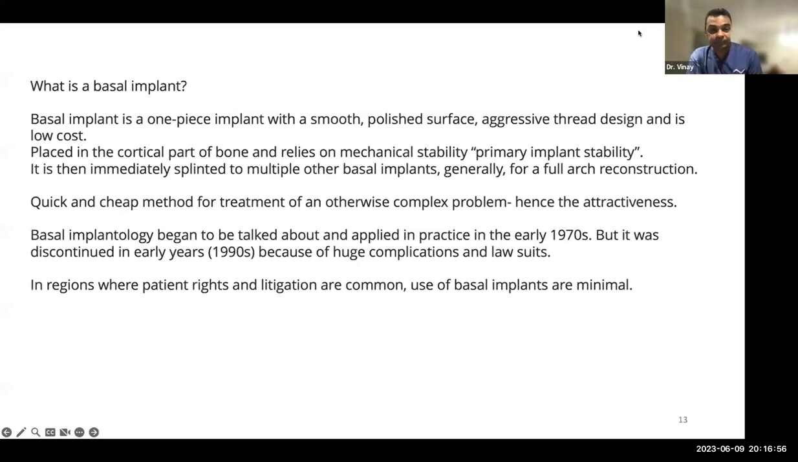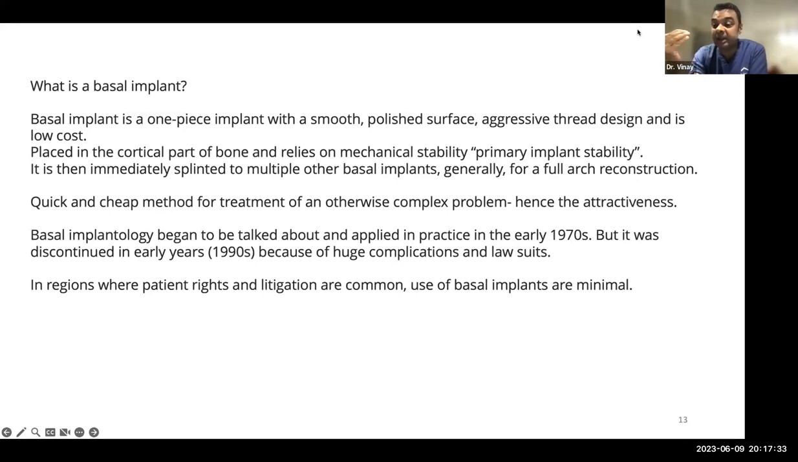Yeah, exactly. Okay. And then, once you place it on the cortical part of bone, it is immediately splinted to multiple other basal implants, generally for a full arch reconstruction. So I don't do this. This is the detail that I've got from someone who does it. I have never done a basal implant. When I asked for it, they said that it's not a viable treatment option. Now, it's a quick and cheap method for treatment of otherwise complex problems.